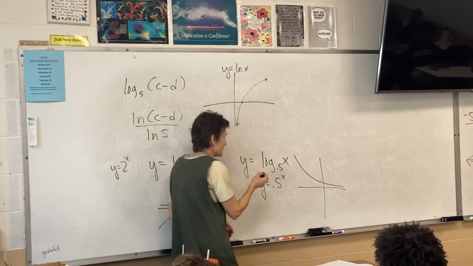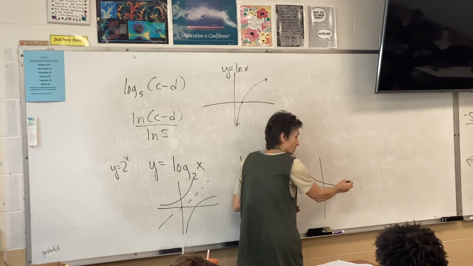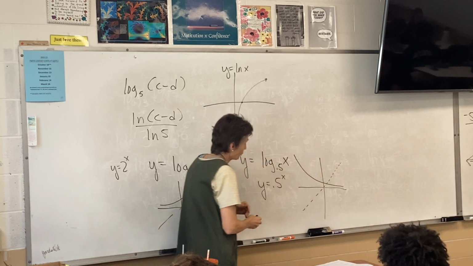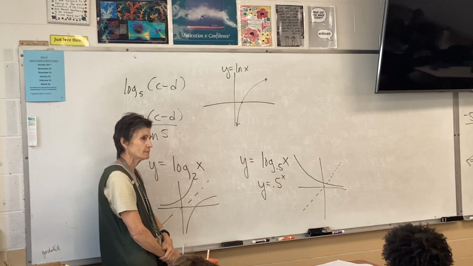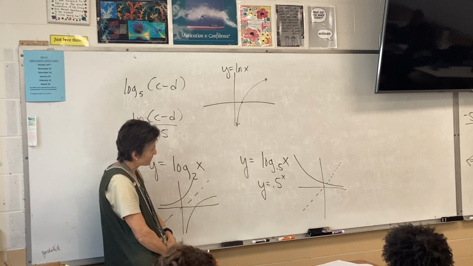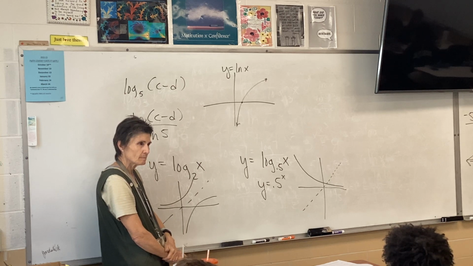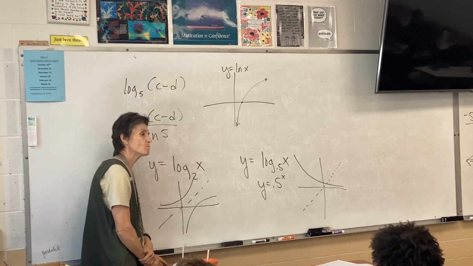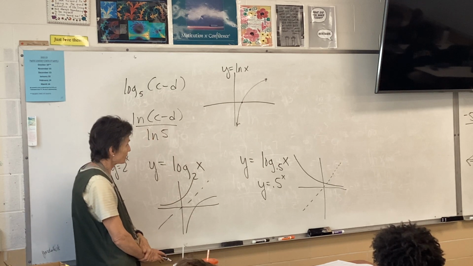So what would the inverse of that look like? Remember, the inverse is the reflection across the identity line. What's that going to look like? Tess, I have a question. Where did you get 0.5 to the x out of log 0.5 to x?